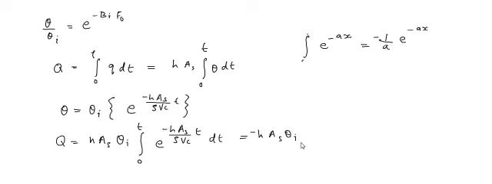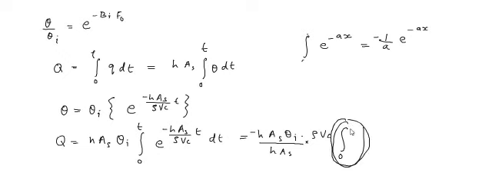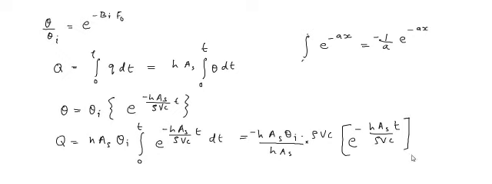And a comes as the denominator, so hAs will come here, times rho Vc, with the limits, exponential of, so we can see that this is actually equal to rho Vc times e to the power negative hAs times t over rho Vc, between the limits 0 to t.